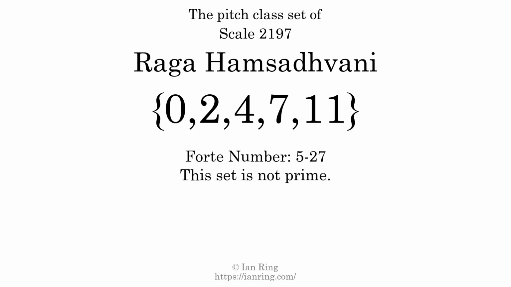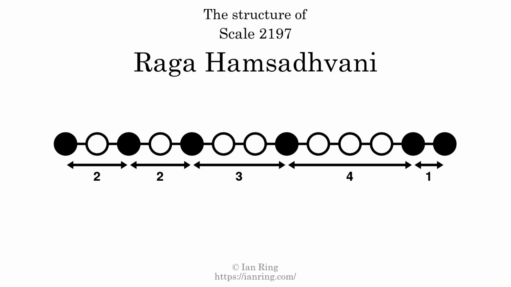The pitch class set for this scale is 0, 2, 4, 7, 11. The fault class is 527. This set is not prime. The structure of a scale is a description of the interval distance between each successive tone. This scale has a structure of 2 2 3 4 1.